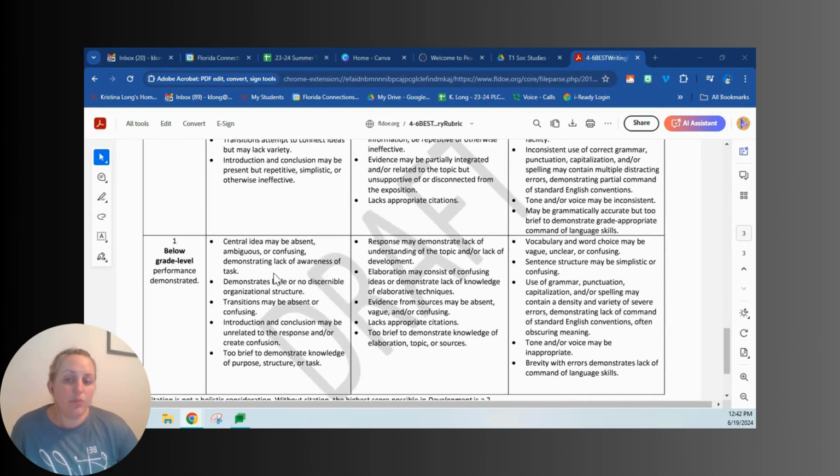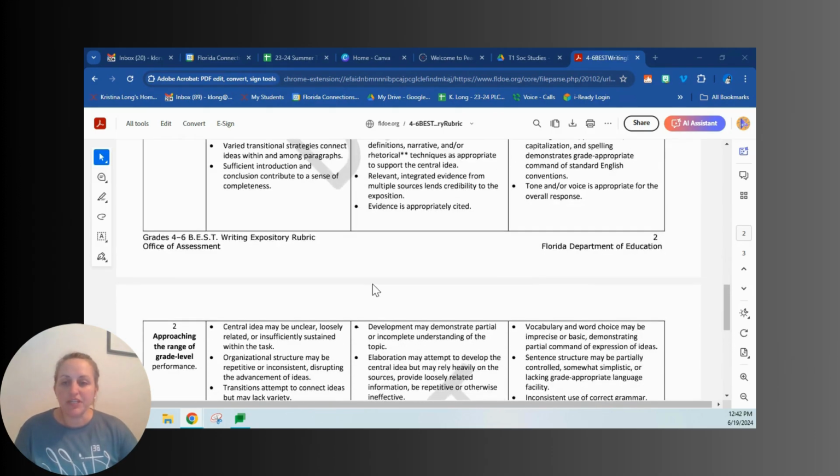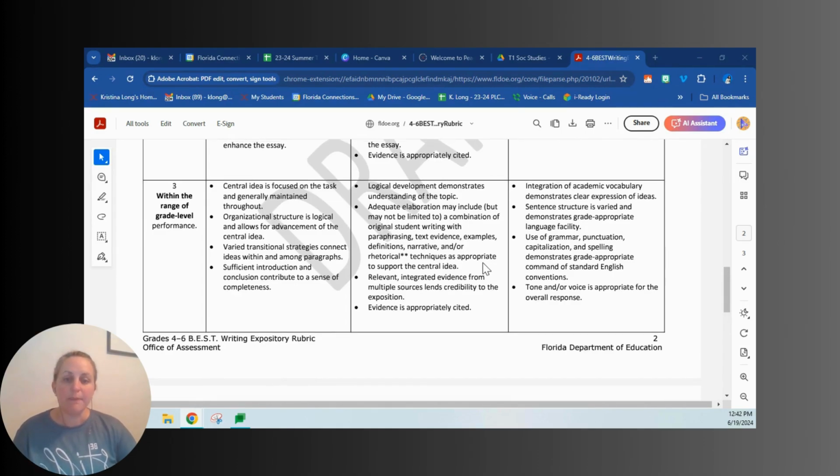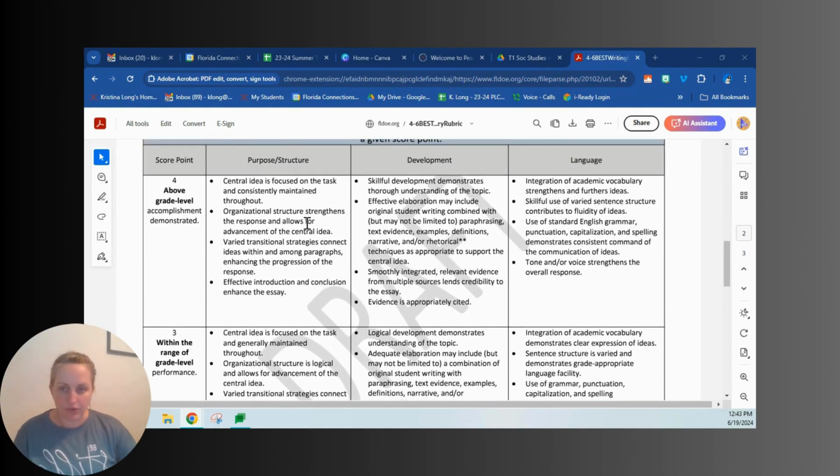Okay, so you don't want to be down here. Right here it's talking about it being absent or vague or confusing. Those are not things you want to check. You don't want to have an essay that's confusing or has things missing. So what you're really wanting to do is to check off at least the level 3s, but really, why not aim for level 4s? Try and check these off and see if you can do those things.